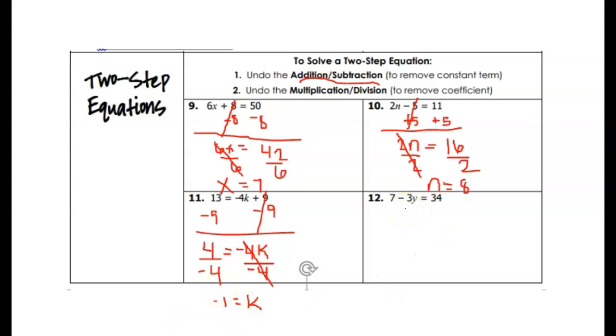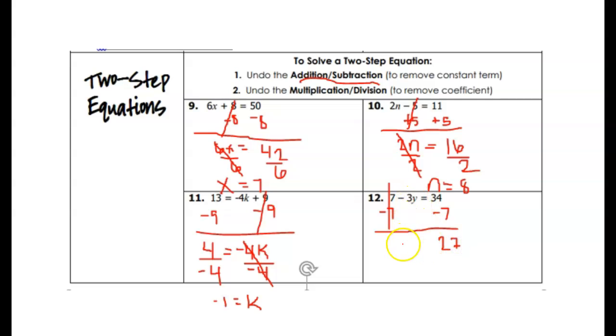Okay, my last one, guys. Again, I'm getting y by itself. I've got to take care of this first. Now look at that 7. It is positive. So I need to do the opposite of a positive 7. I need to subtract 7 on both sides. It's tricky how they order it, but what I'm doing is I have a positive 7 here, and I've got a negative 3y. So I'm really subtracting 7 from both sides. So the 7's cancel on the left. On the right side, I'm left with 27.